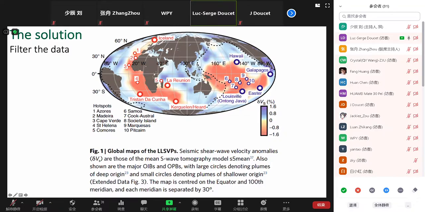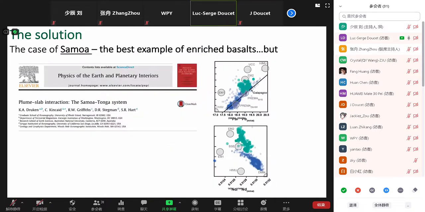The rest of the hotspots are ambiguous. We don't know exactly what they are. For example, Samoa is the best example of enriched basalt in the Pacific. But the problem with Samoa is that you have plume interaction. In this diagram, for lead isotopes, and this is strontium, sorry for these figures, you see in blue the Pacific data, and here the Samoa data. You see that it's very different, because you have plume-ridge interactions.